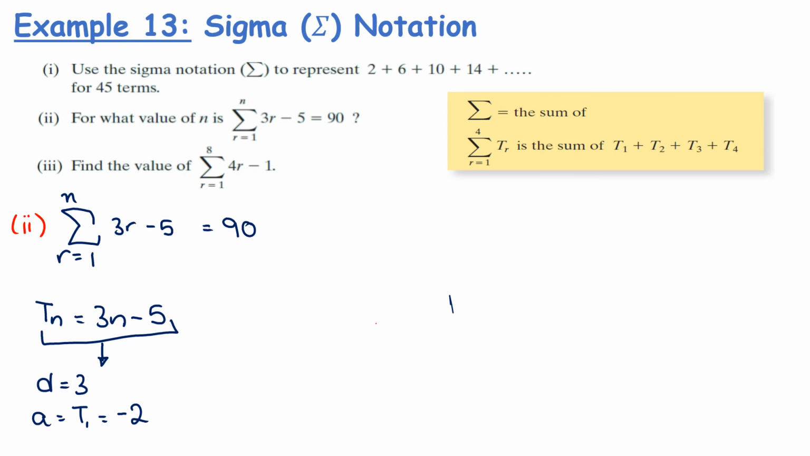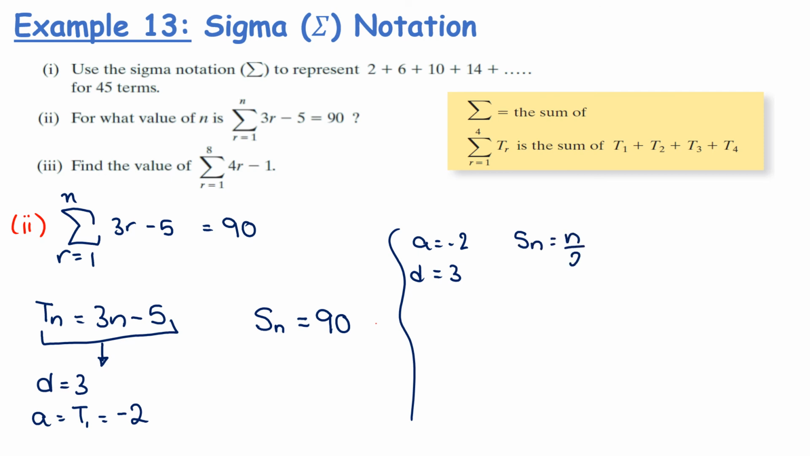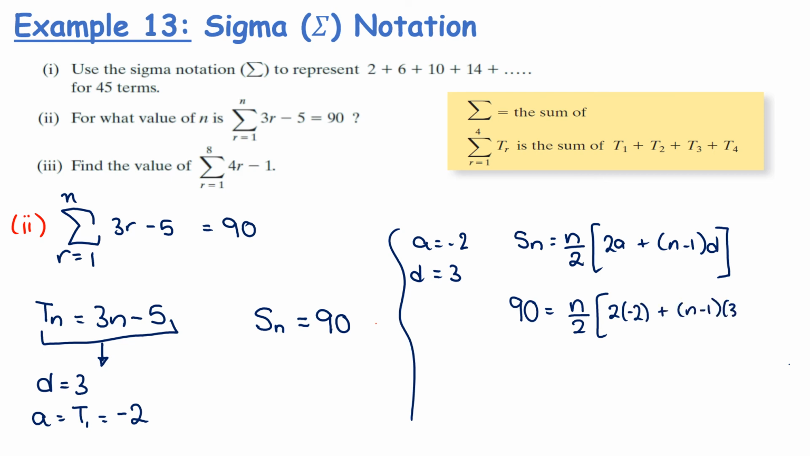So basically, we're trying to figure out the sum of the first n terms equals 90. So what is n? We're going to go back to our log tables and use our Sn formula. So we need a equals minus 2, d equals 3. We don't know n. So Sn is equal to n divided by 2 times 2a plus n minus 1 times d. So we're going to see a bit of algebra coming on here. We know the Sn is 90, and that is n over 2 times 2 times minus 2 plus n minus 1 times d, which is 3.